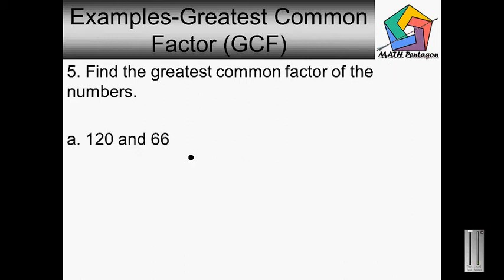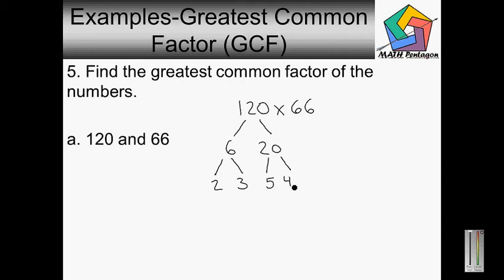We want to find the greatest common factor of the numbers 120 and 66. I'm going to use the factor tree like we did in a couple lessons before. So we have 120 times 66. I'm going to break this 120 into 6 times 20. I could break this 6 into 2 times 3, and I could break this 20 into 5 times 4. For this 66, I could break this down to 11 times 6, and I could break this 6 into 2 and 3.